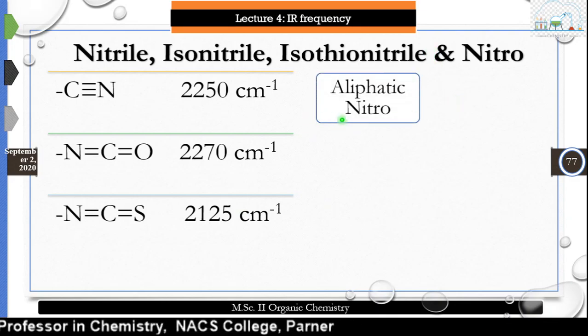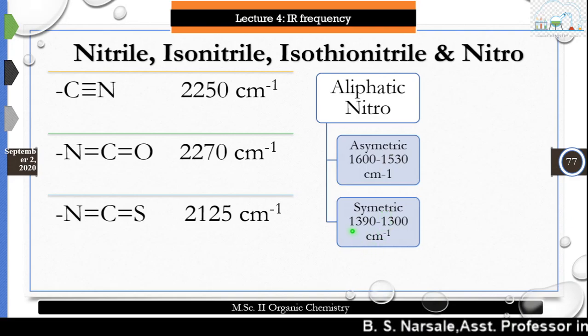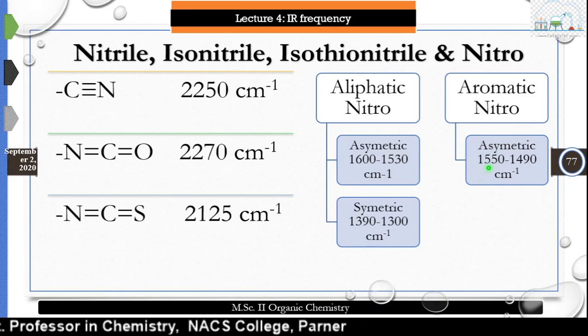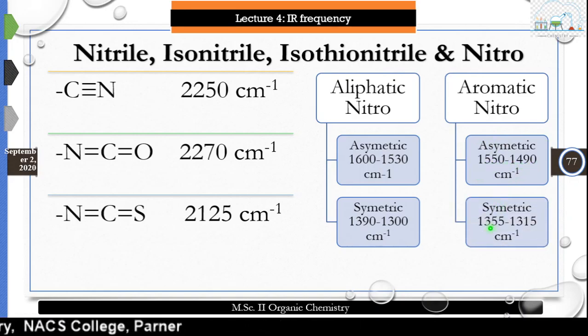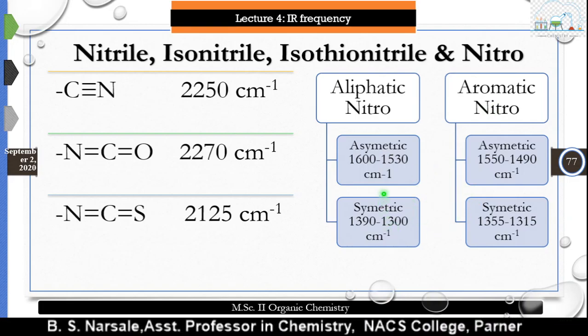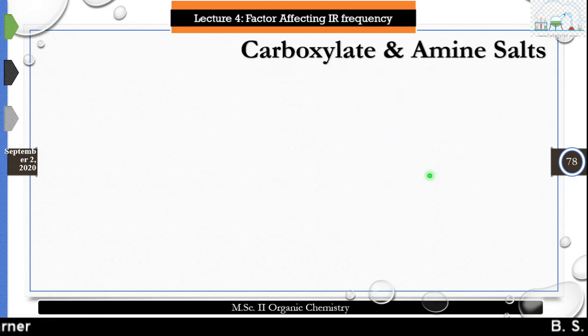And in nitro compounds, the aliphatic nitro compounds show asymmetric stretching vibration at 1600 to 1530 and symmetric stretching at 1390 to 1300. While the aromatic nitro compounds absorb somewhat lower, asymmetric stretching at 1550 to 1490 and symmetric stretching at 1355 to 1315 centimeter inverse. This is about aliphatic and aromatic nitro. They have both stretching frequencies. Generally, we say 1530 and 1350. Okay, this is basically found for the nitro compound.